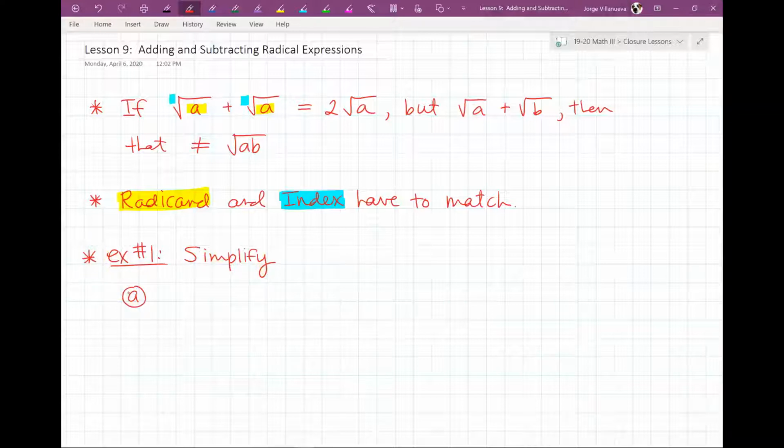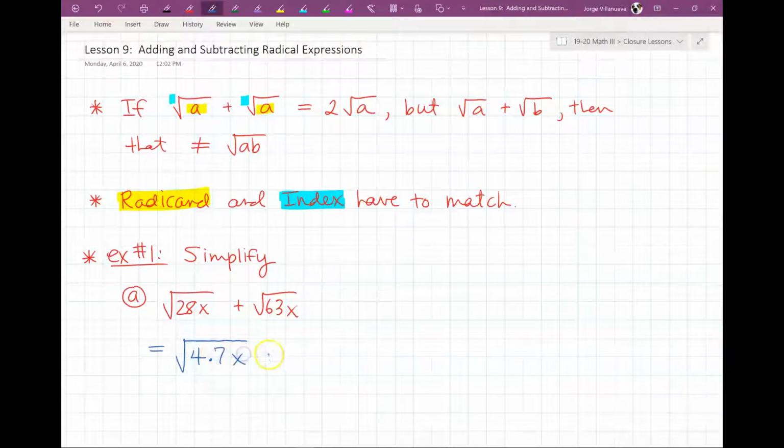So part A, square root of 28x plus the square root of 63x. We want to try to simplify as much as possible, and hopefully the radicands match. You'll notice the index is a 2. That means it's a square root. So this is 4 times 7x, and this is 9 times 7x. I know that 4 has a nice square root, it's a 2, and 9 has a nice square root, it's a 3, so I'm going to write that out. This is 2 radical 7x plus 3 radical 7x.